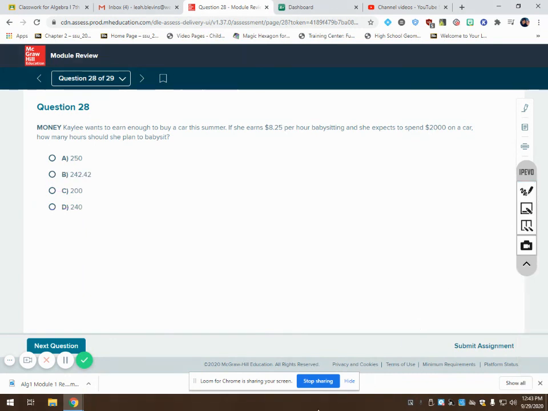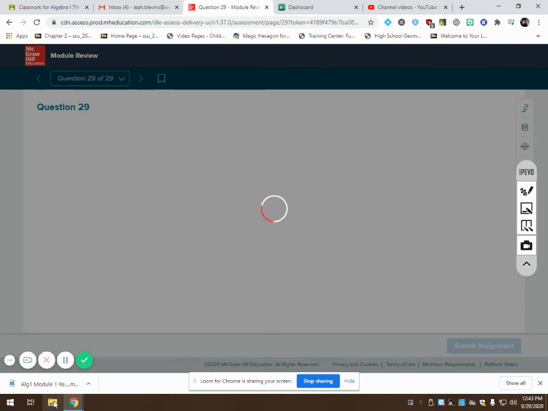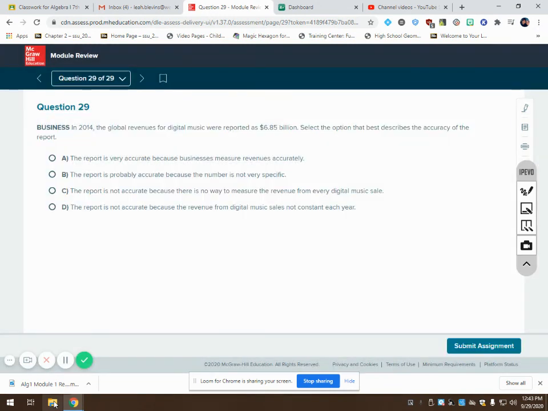All right, next and last question. In 2014, global revenues for digital music were reported at $6.85 billion. Select the option that best describes the accuracy of the report. So with this report, they're saying $6.85 billion. That is not an exact number, which is good because they're talking about global revenue. $6.85 billion is an estimation. And this is a pretty accurate estimation.